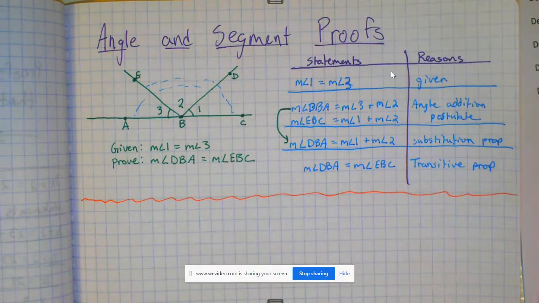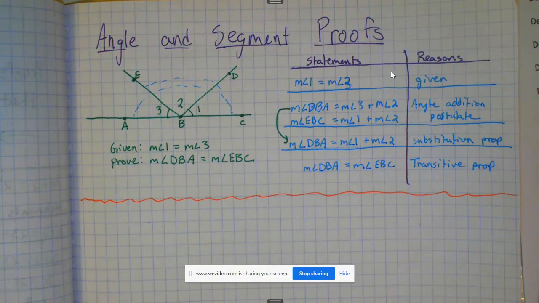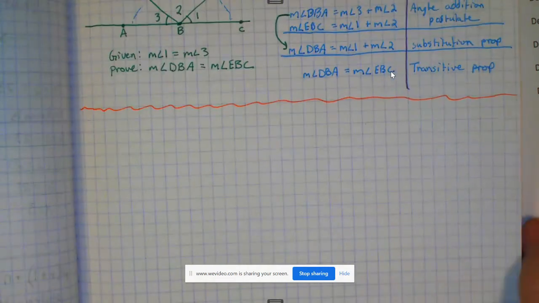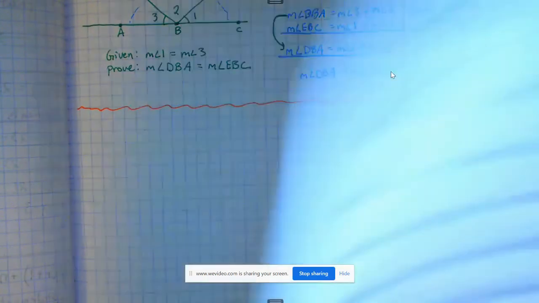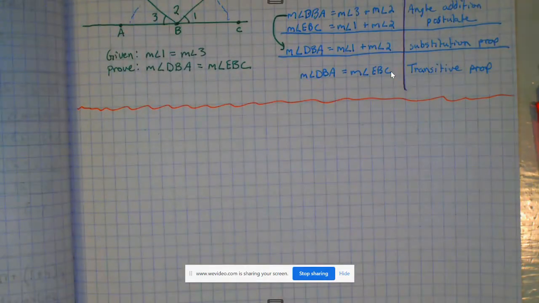Okay, so we're looking at adding segments or angles together in these proofs. It's about understanding the properties here on this sheet and how to use them. Okay, let's look at another one.